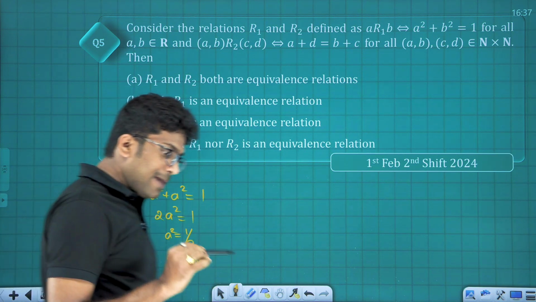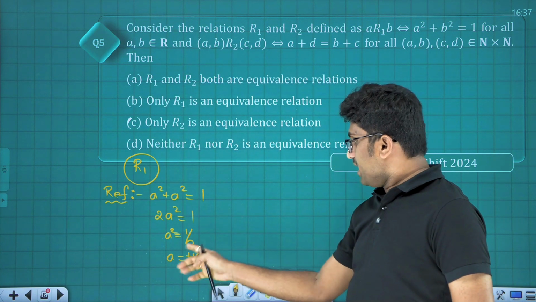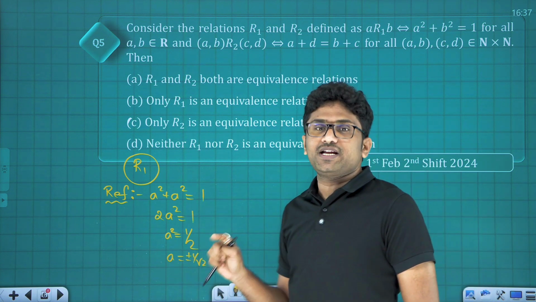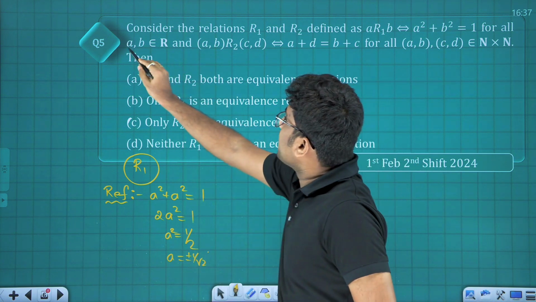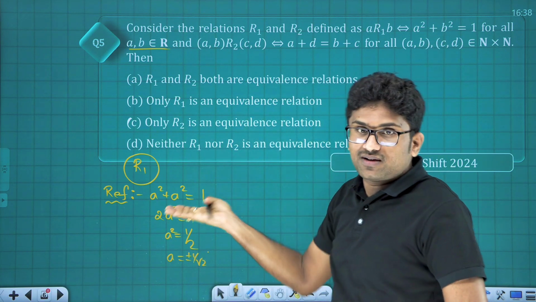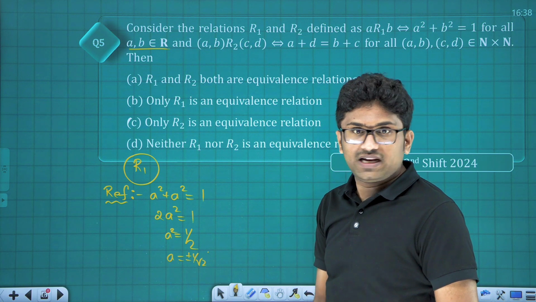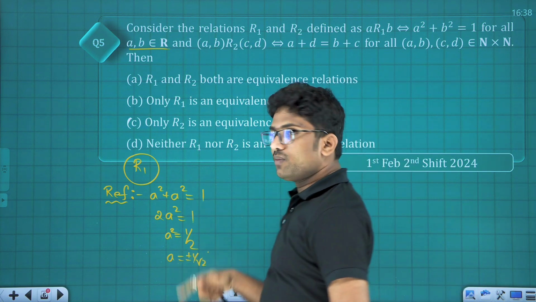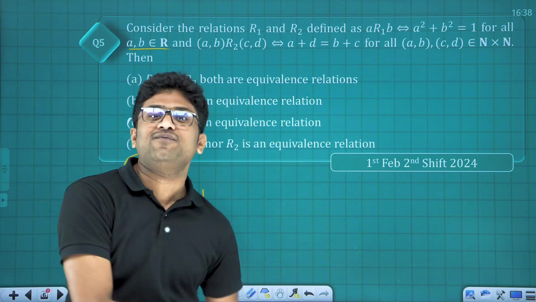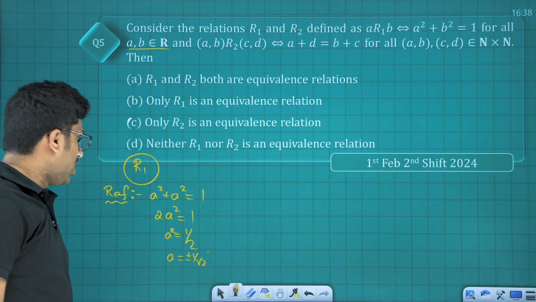So clearly, it is true only for a = either 1/√2 or −1/√2, but not for all (a, b) belonging to R. That means, see, (0, 0) is not in R, (2, 2) is not in R, (3, 3) is not in R. Clear? So it is only true for (1/√2, 1/√2) or (−1/√2, −1/√2). That means it is not reflexive.